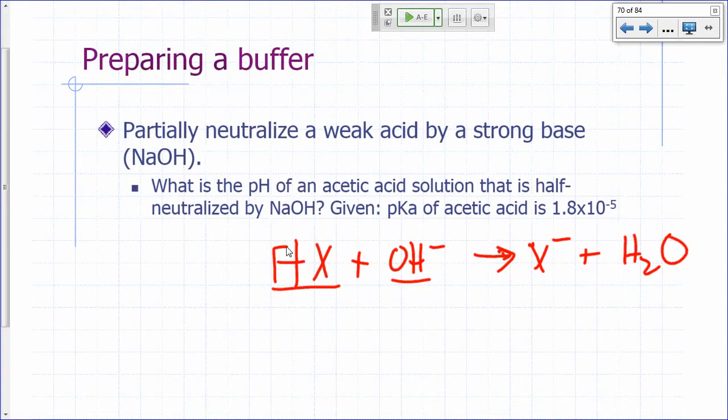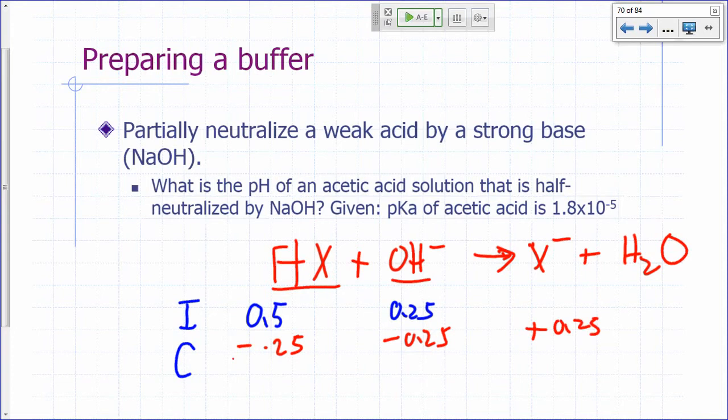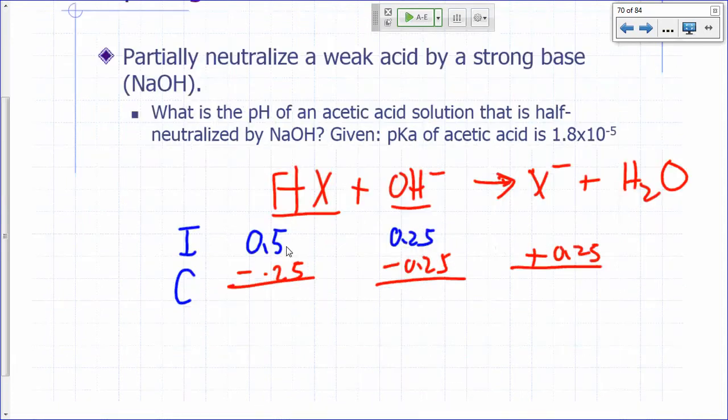So if you start off, let's say, with 0.5 moles per liter of this, and you only add 0.25 moles per liter of sodium hydroxide, let's just imagine that, what would happen? What would be your changes? The reaction is going to go all the way, right? So which one's your limiting reactant? Sodium hydroxide. You're going to lose the 0.25 here, you're going to lose the 0.25 here, and 0.25 over here. How much X minus will you make? 1-to-1 ratio, so 0.25. So at equilibrium, what will you have? You'll end up with 0.25 here, a trace amount here, and you'll have 0.25 here.